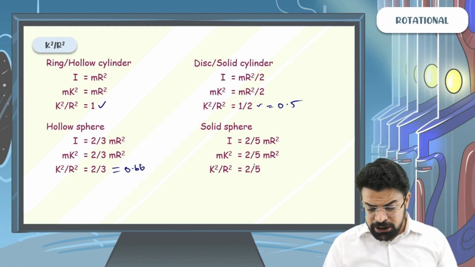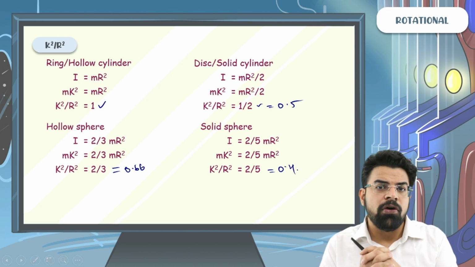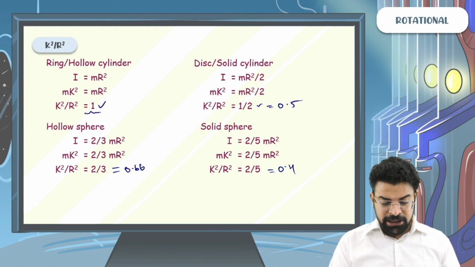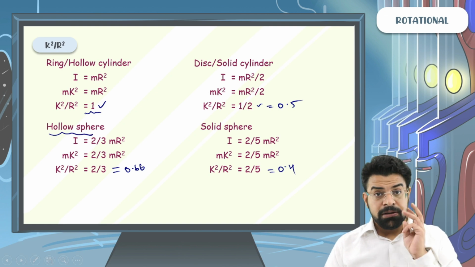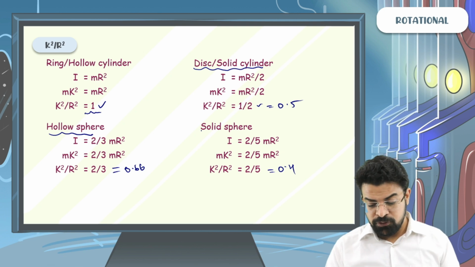And for solid sphere, it is 2 by 5, that is 0.4. Now here tell me, whose value of k square by r square is highest? So you will say, sir, the k square by r square is highest for ring, second for hollow sphere, third position for disk or solid cylinder, and at fourth position for solid sphere.